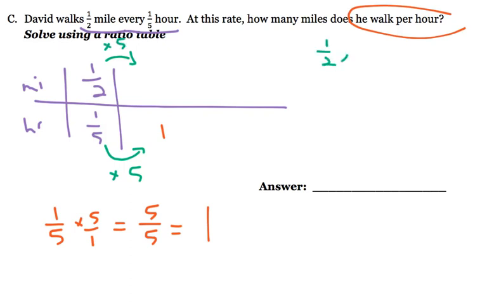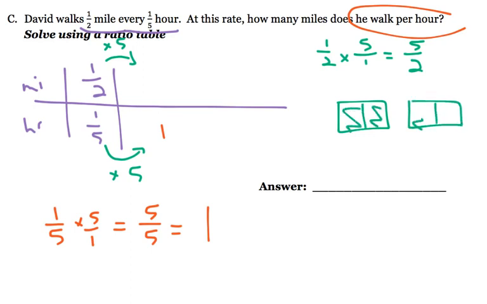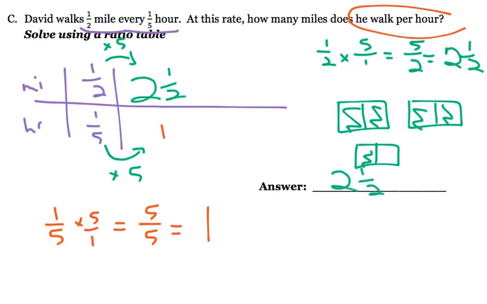And then 1/2 times 5, it's like 1/2 times 5 over 1, would equal 5 halves. And 5 halves, let's see, 4 halves, it's 1, 2, 3, 4, that's 2 wholes, and there'd be 1 left over, so that'd be 2.5. So the answer here should be 2 1/2 miles per hour.